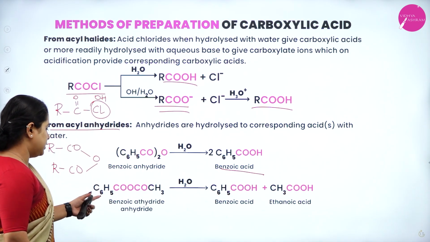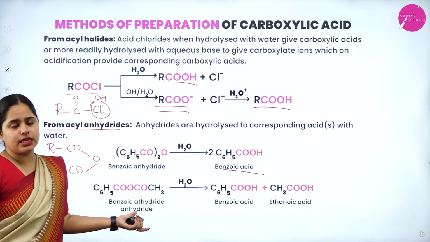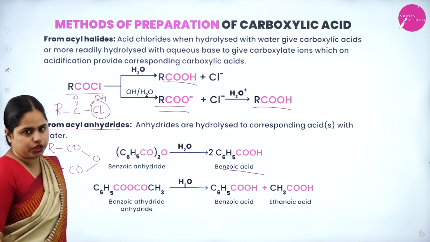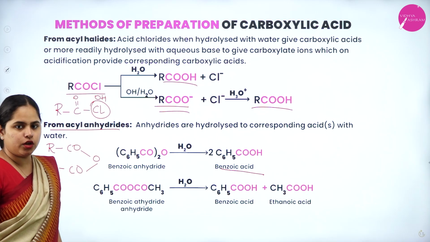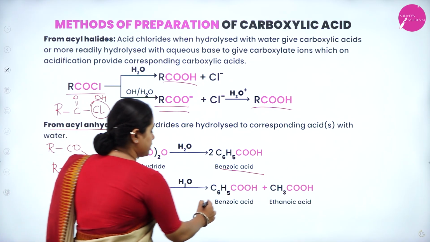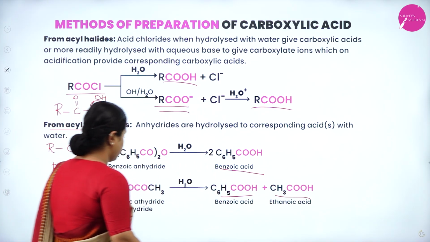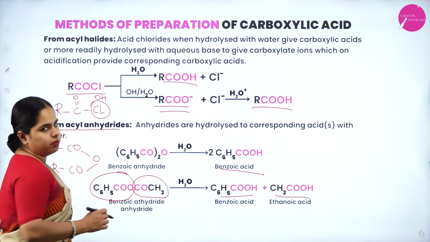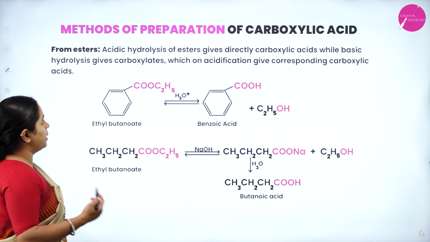Here we are taking the same example. So the next example, a mixed anhydride, we have taken C6H5CO-O-COCH3. Here it undergoes hydrolysis and forms two products, benzoic acid as well as ethanoic acid, because in this part you can form an ethanoic acid, and this part you can form a benzoic acid. Clear? Next one is from esters.